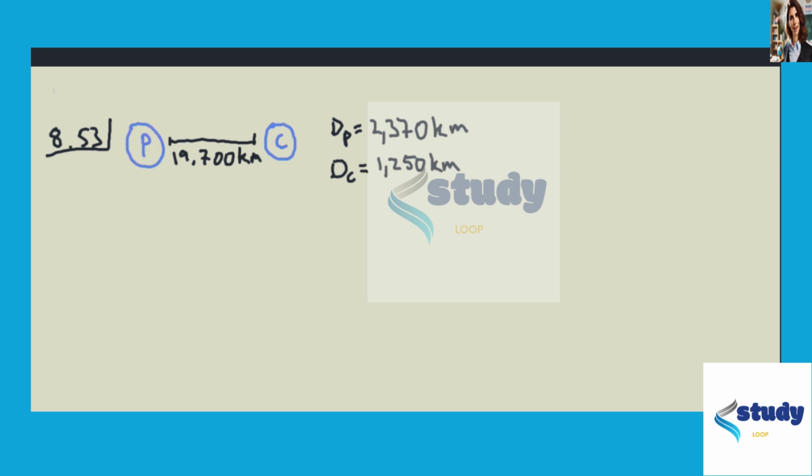Problem 8.53: we're trying to find where, between Pluto and its moon Charon, the center of mass of the two is located. We're told the diameter of Pluto and the diameter of Charon, and we're told to assume that they have the same composition, and so their densities are the same.